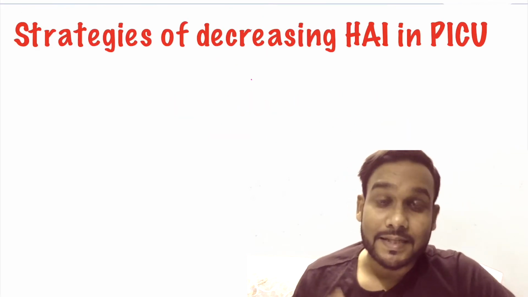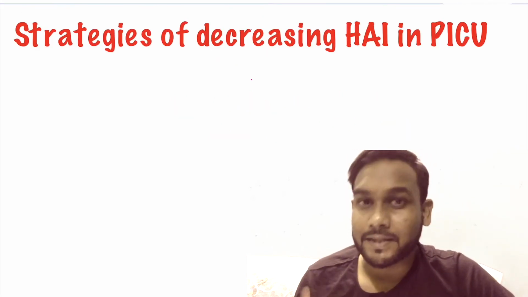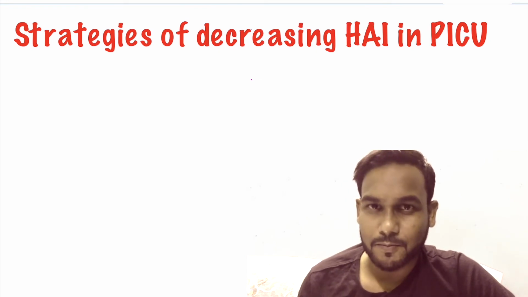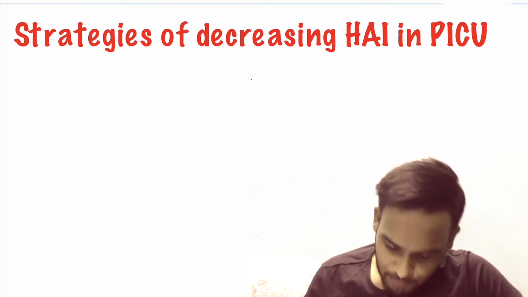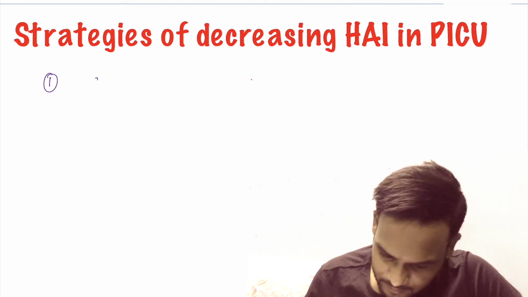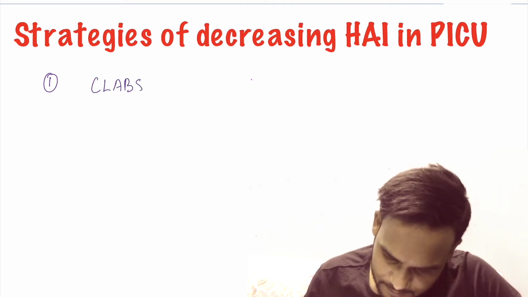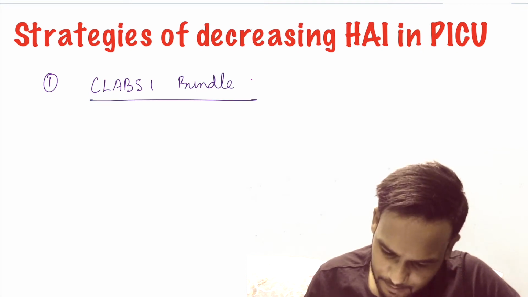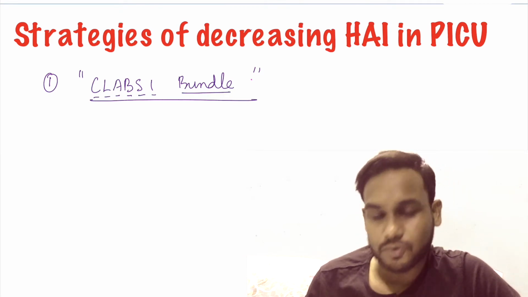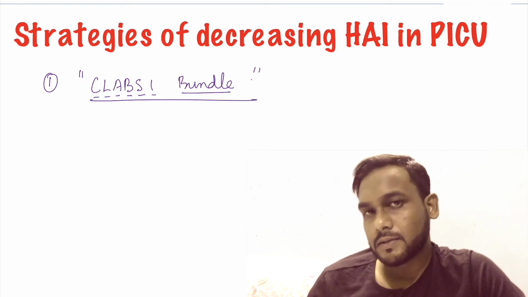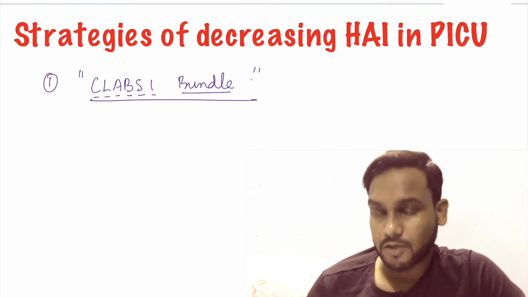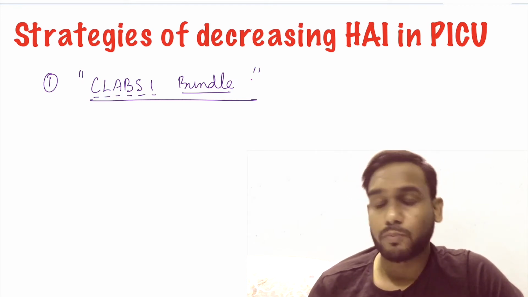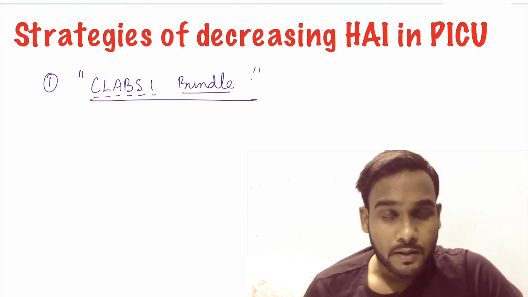Now we will discuss strategies for decreasing healthcare associated infection in the pediatric ICU. Number 1, CLABSI bundle. What is the CLABSI bundle? Central line associated bloodstream infection bundle. Our idea is to prevent central line associated infection. If we can prevent that, lots of bloodstream infections can be prevented.